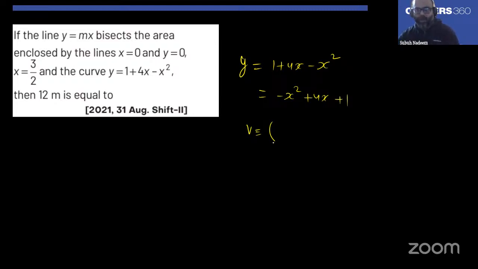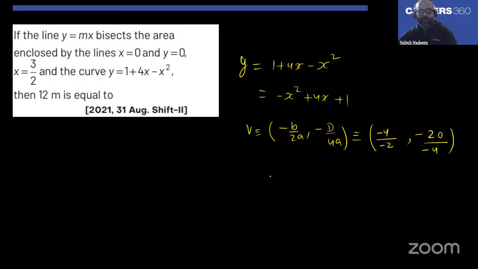So this is a downward opening parabola, but it is shifted. So the vertex is minus b by 2a comma minus d by 4a. As we know, in a quadratic expression, minus b by 2a is minus 4 by minus 2, and minus d by 4a, where d is b square, that is 16, minus 4ac, that will be 20. 4a will be minus 4. So this becomes 2 comma 5. So this is the vertex of this parabola.